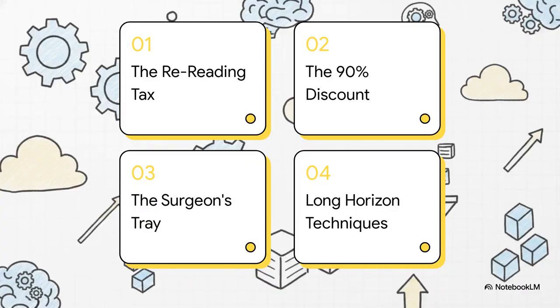Think of today as a step-by-step masterclass on diagnosing and curing the problem. We're starting with the rereading tax. Then we'll move on to unlocking a massive 90% discount, explore a brilliant concept called the surgeon's tray, and finally, wrap up with some really clever techniques for long horizon agents.